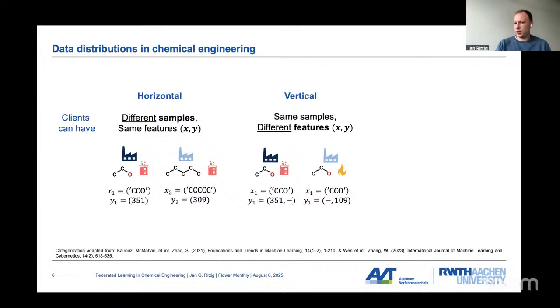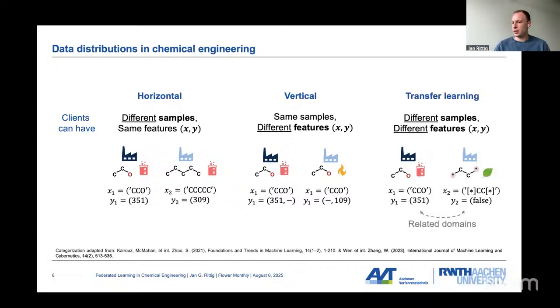Then the vertical data distribution would be, for example, we have the same samples, but different features. So again, two chemical companies having data on the same molecule, but for different properties. So for example, for the boiling point or for some ignition temperatures.